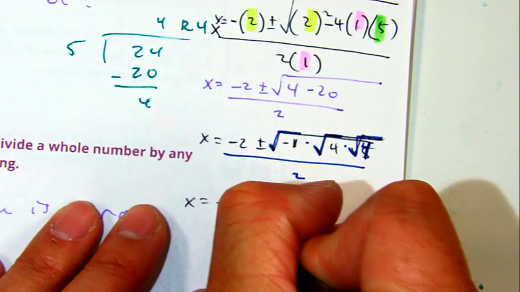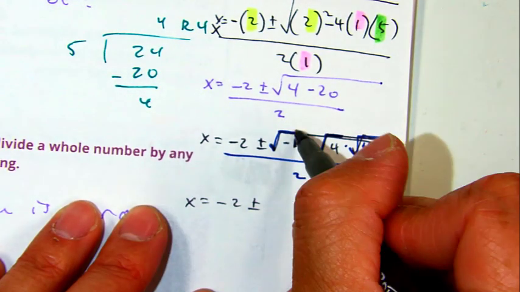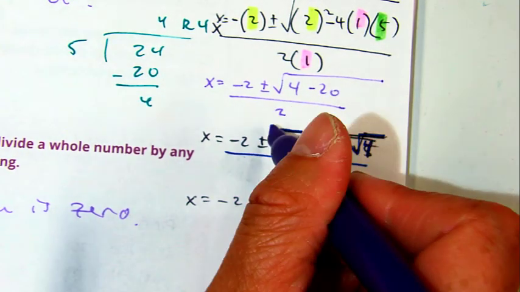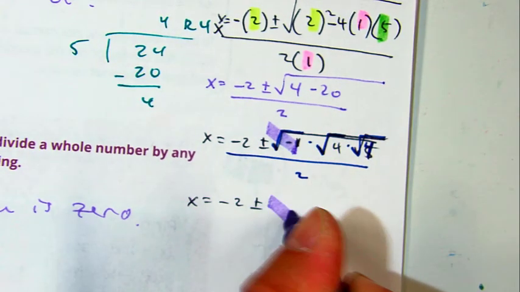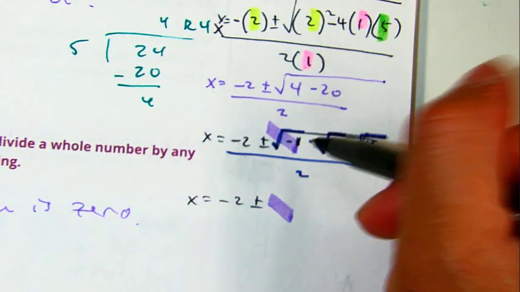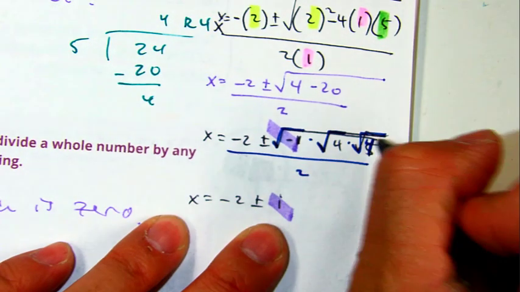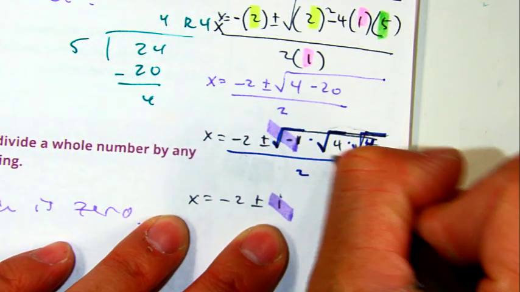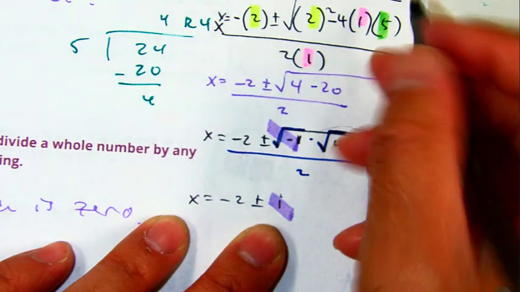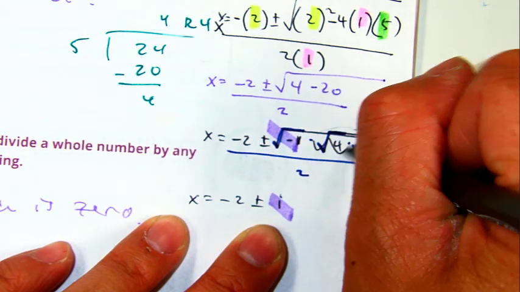So now I have negative 2 plus or minus. Partner B whisper to partner A, what do you know about square root of negative 1? Darlene, what do you know about square root of negative 1? So we're going to write i here. Square root of 16 is really just 4. Let's just make that square root of 16.